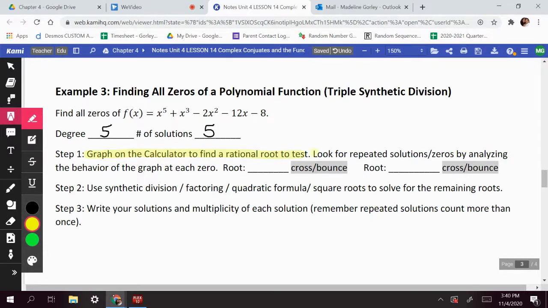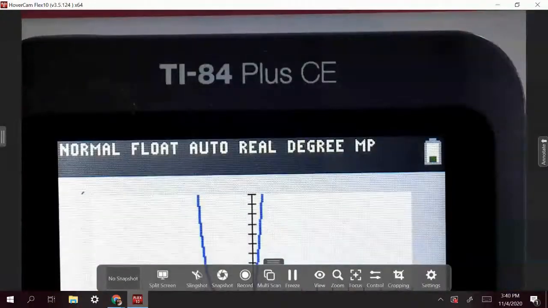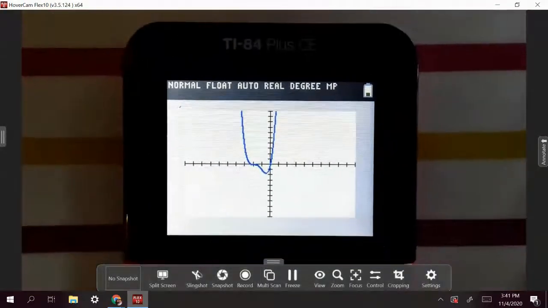As we look at the x-intercepts, we're going to look to see if there might be possible repeated solutions by analyzing the behavior. So remember, if there's a curvature through a cross, then it might have a higher multiplicity, or if there's a bounce, then that means that there's going to have to be an even multiplicity.